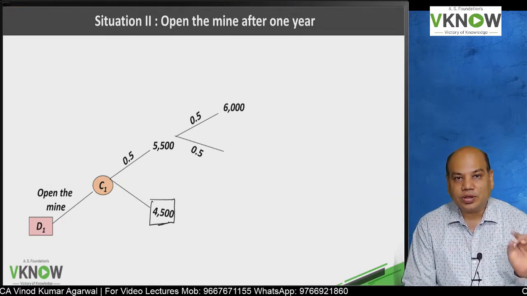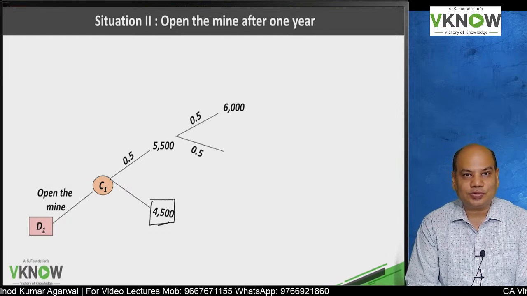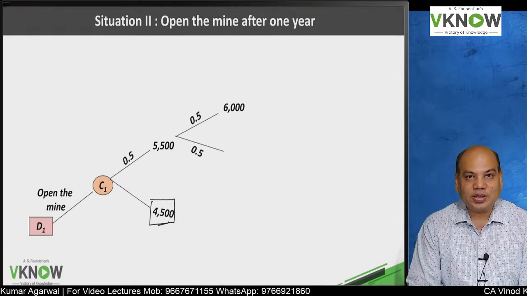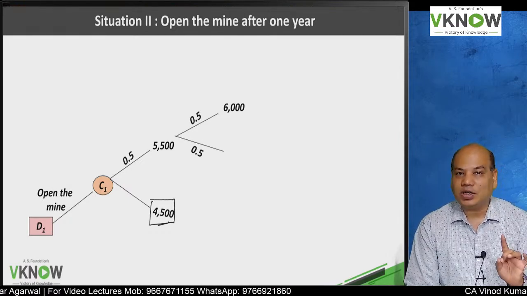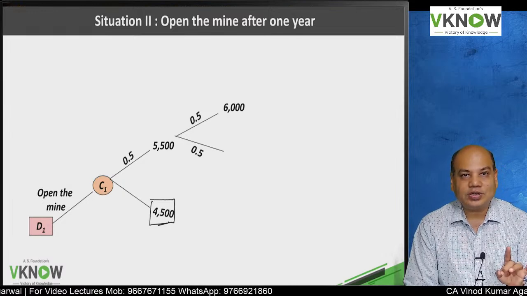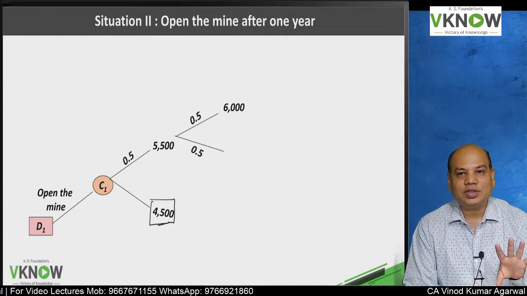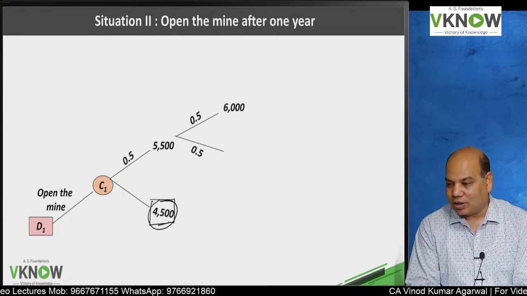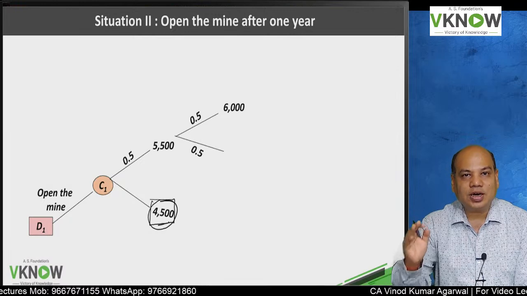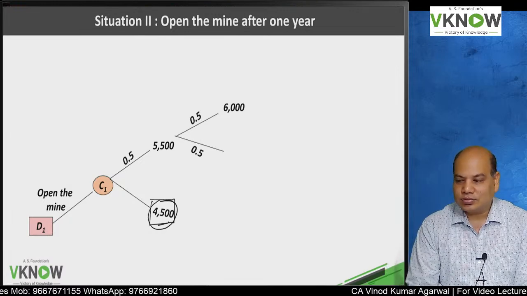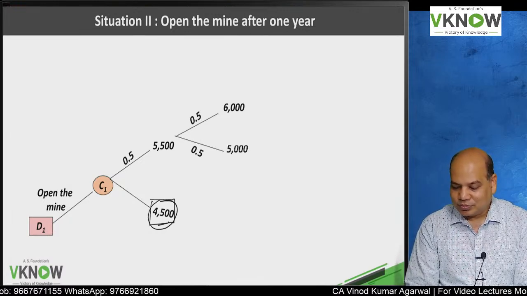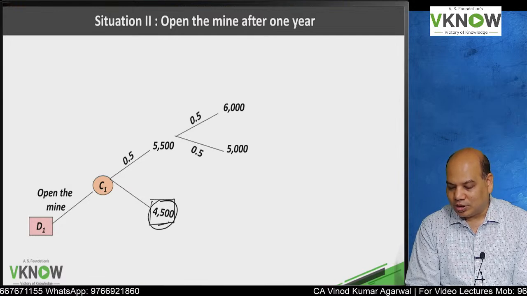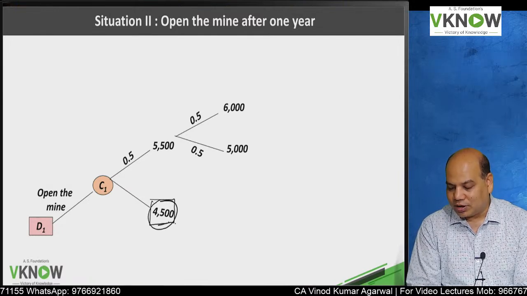But if the price is 5,500, my expected price for future years will be 5,500, which is more than the extraction cost. At least I will sit down and do the calculation, but here no calculation is required. I will not start the mine at all. So write down the diagram. The diagram will proceed further here only. It will not proceed further here.